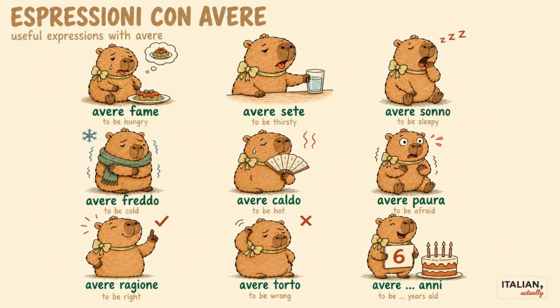Look at what you did today. We learned negative sentences, avere and essere conjugation, the isc pattern among IRE verbs. Here is the vocabulary from today's lesson. Avere fame, avere sete, avere sonno, avere freddo, avere caldo, avere paura, avere ragione, avere torto, avere anni.